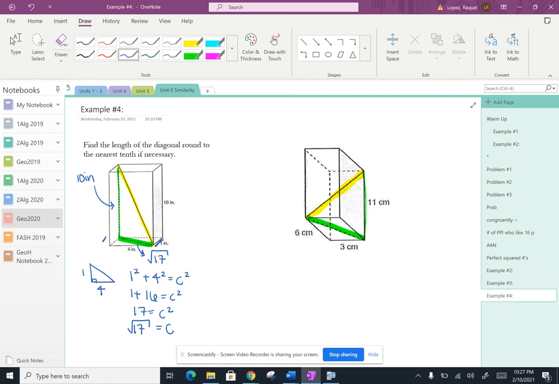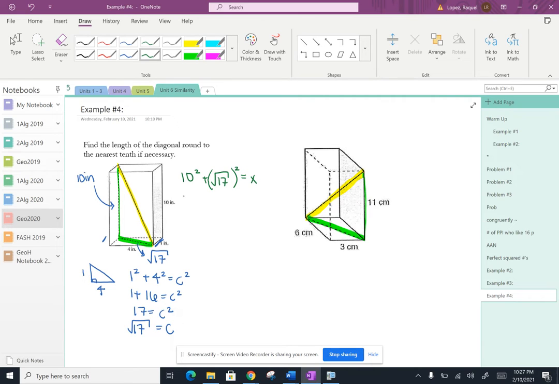So now we can use the Pythagorean theorem a second time to figure out that yellow highlighted space diagonal. We know both of our legs. One leg measures 10. The other leg measures the square root of 17. So 10 squared plus the square root of 17 squared, and we're looking for the yellow highlighted space diagonal, so let's call that x.